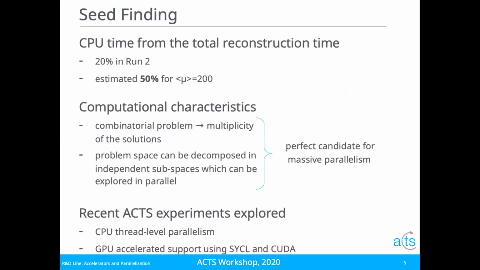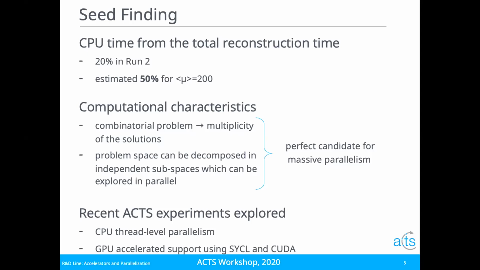So the seed finding: for Run 2, 20% of the total reconstruction time was spent on seed finding, and an estimate of 50% is for the 200 pileup. Now, the computational characteristics of the seed finding are the fact that it's a combinatorial problem and the fact that the problem space can be easily decomposed in sub-independent spaces which can be explored in parallel. This makes the seed finding a perfect candidate for massive parallelism.